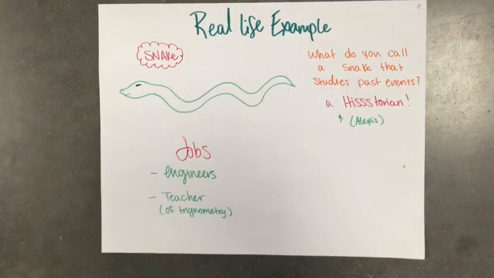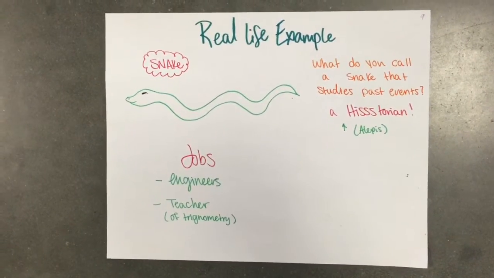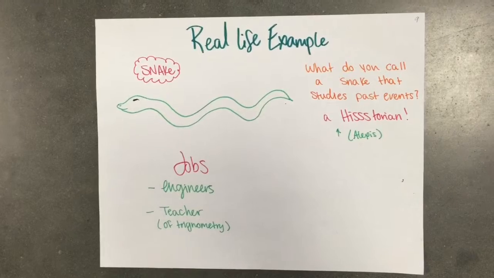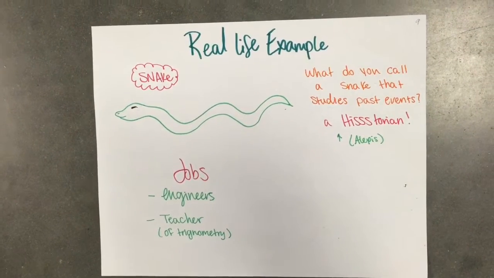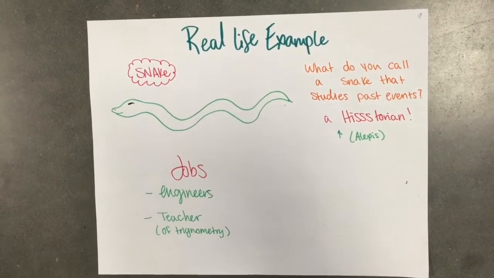The shape that is found in the real world that matches our graph is a snake. And a way that this function is used in real life is by people who have jobs in the field of engineering.